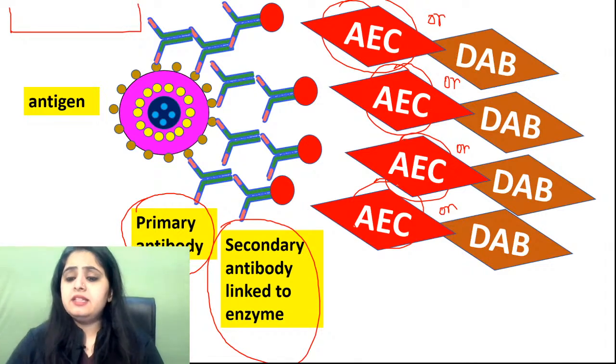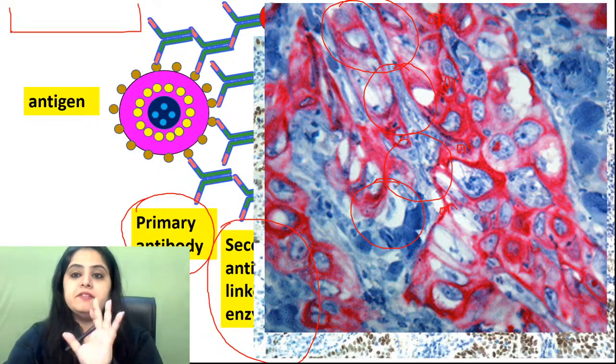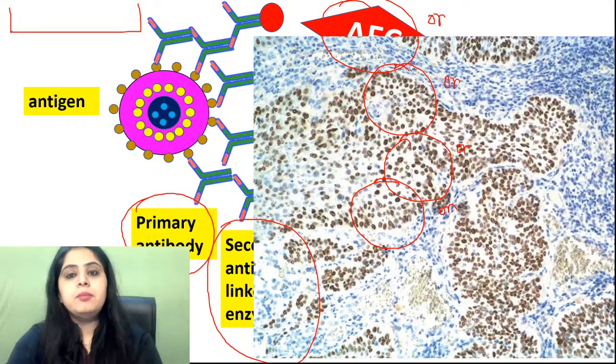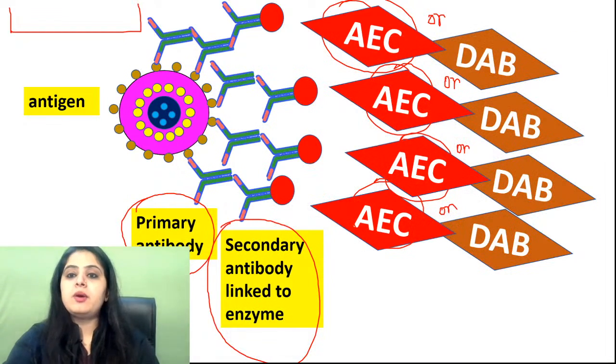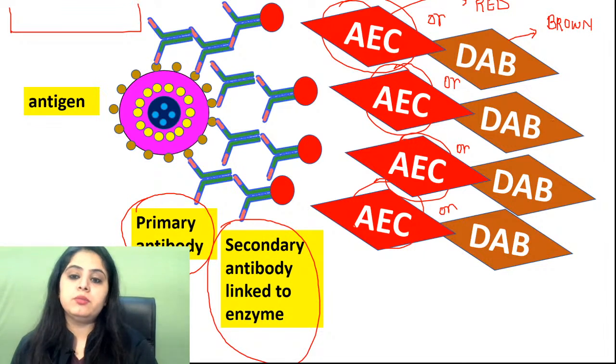If I use AEC, I'll get a red color. If I use DAB, I'll get a brown color. Simple. So that is how I've drawn it. If I use AEC chromogen, I'll get a red color on immunohistochemistry. If I use DAB, I'll get a brown color on immunohistochemistry.